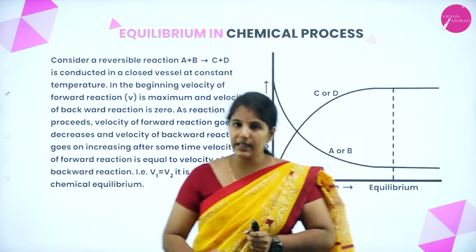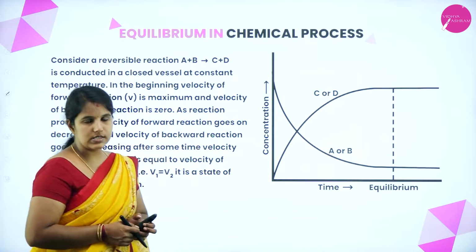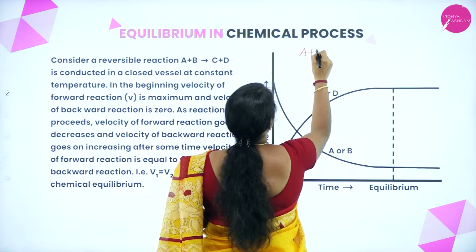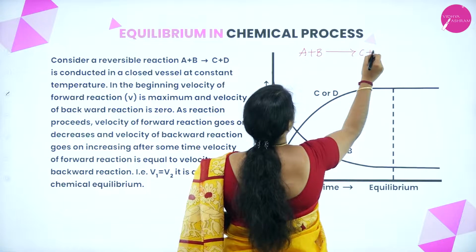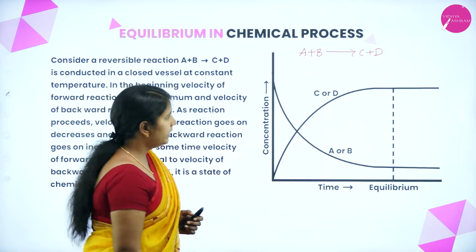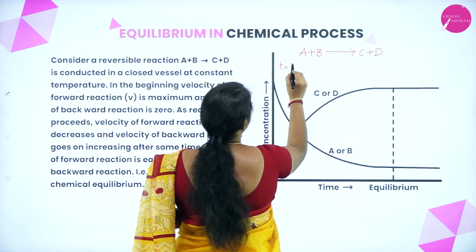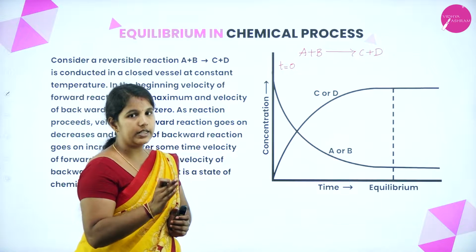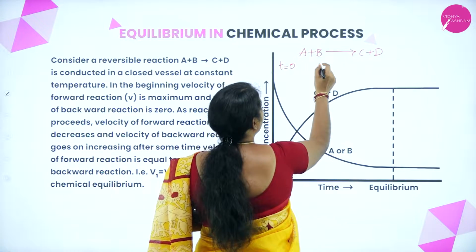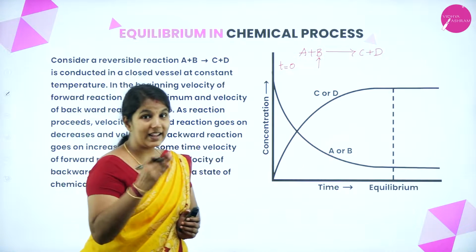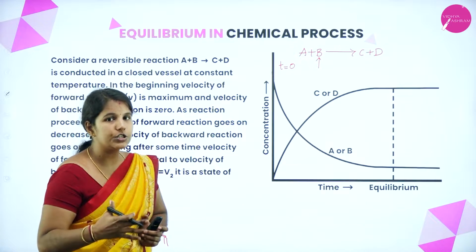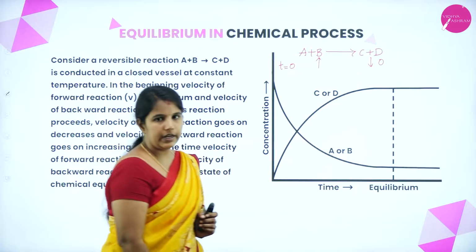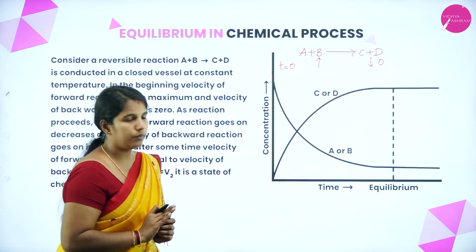Next, the equilibrium in chemical processes. I will consider the reaction A plus B giving rise to C plus D. At time 0, the molar concentration of the reactant is very high. At the initial stage, the reactant concentration will be very high and the product concentration will be almost 0, at time 0.